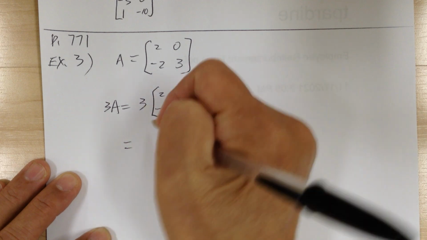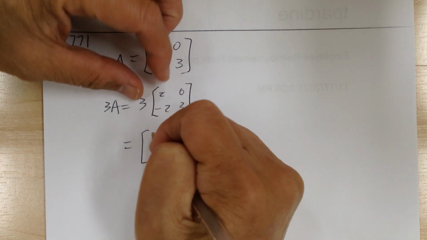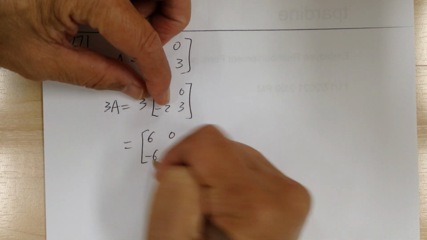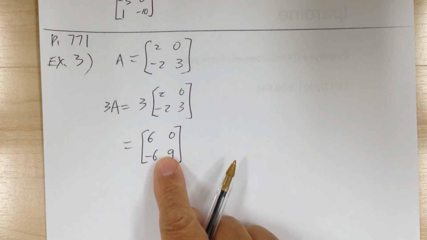And this one, you just go and distribute. So 3 times 2, you have to distribute to each number. So 3 times 2 would be 6. 3 times 0 is 0. 3 times negative 2 would be negative 6. 3 times 3 will give you 9. Okay, and that's it. So it's very easy to multiply.